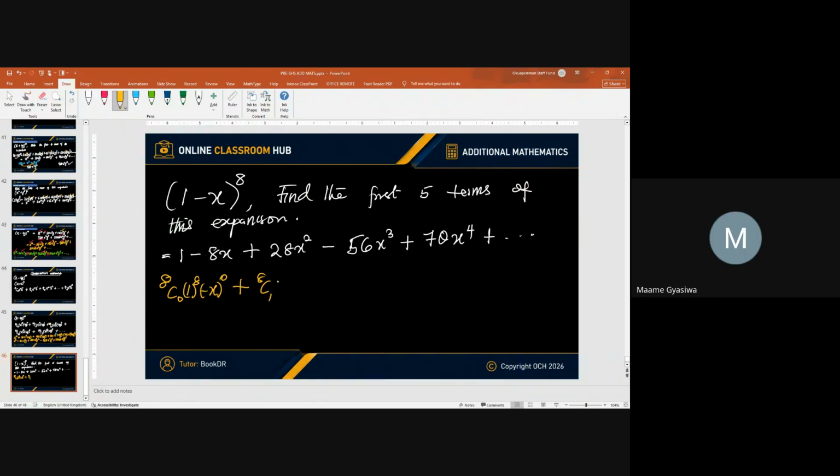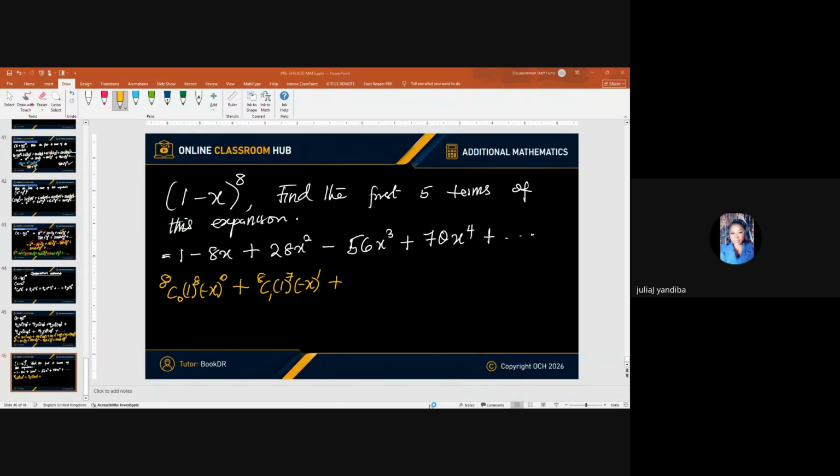into brackets 1, then exponent 7 into bracket negative x exponent 1. Good. The next step. Next term, Julia.